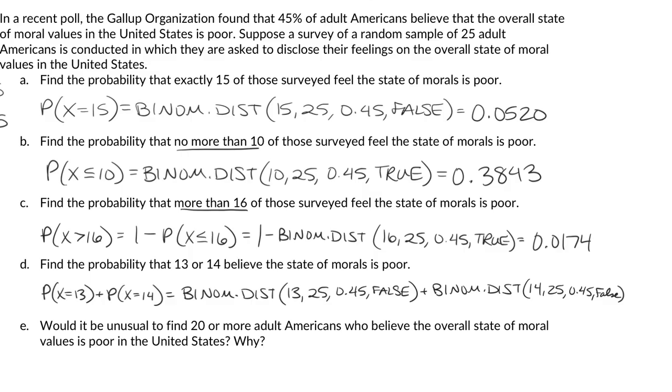You can do both of them at one time, or you could separate them into two cells. If you had a table, you would just grab the 13 and 14 probability out of the table and add them together.